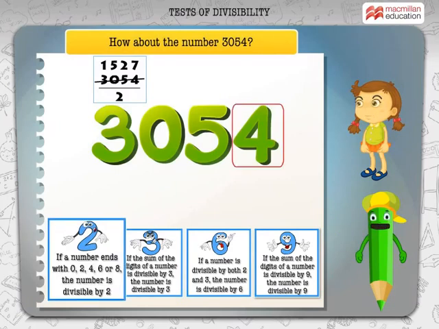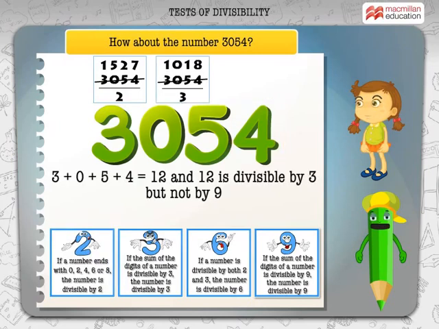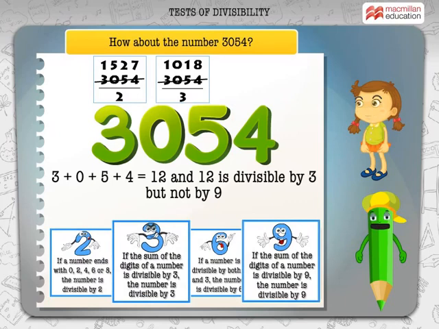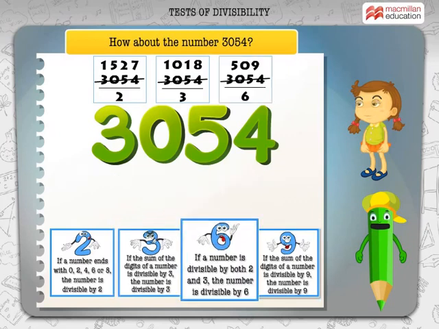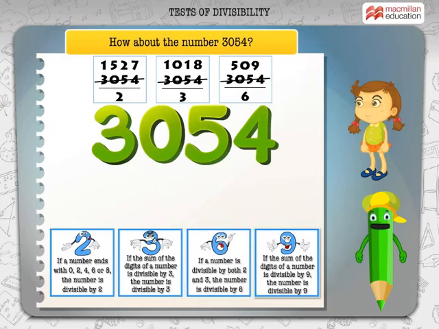The last digit is 4, so it is divisible by 2. 3 plus 0 plus 5 plus 4 is equal to 12 and 12 is divisible by 3 but not by 9. So, 3054 is divisible by 3. Since the number is divisible by 2 and 3, it will be divisible by 6 as well. Now, we can move on to the other divisibility tricks.